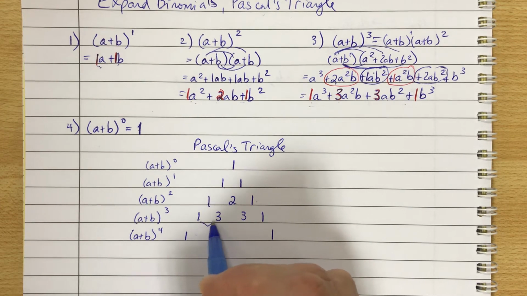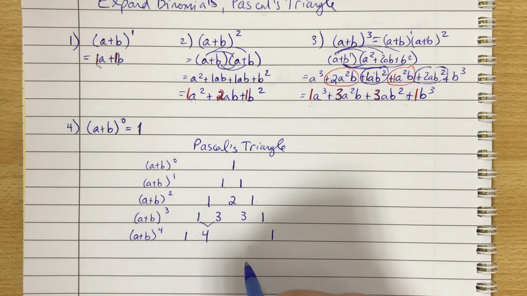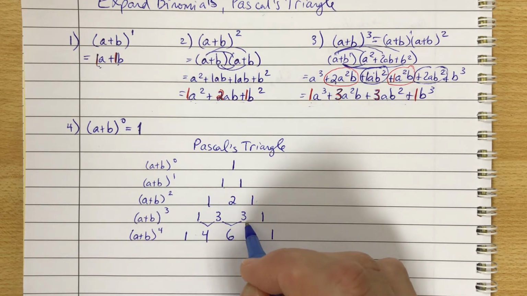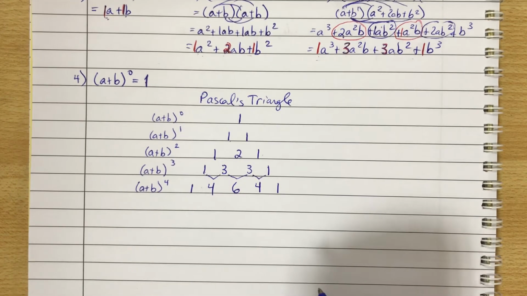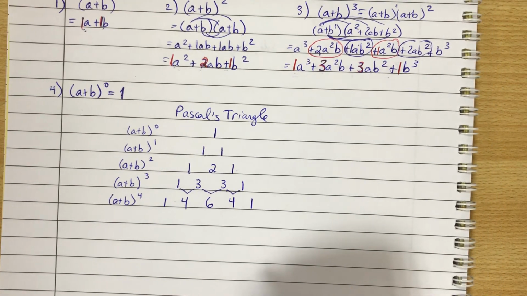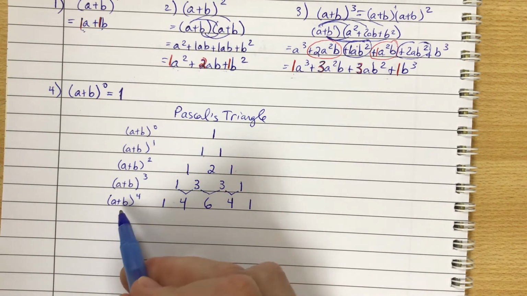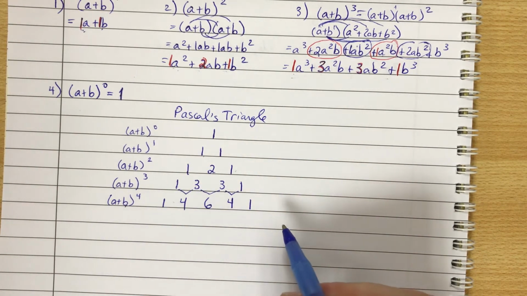So if I take 1 and 3, that's 4. If I add 3 and 3, I get 6. And if I take 3 and 1, I get 4. 1, 4, 6, 4, 1. So I could write the answer to a plus b raised to the fourth.